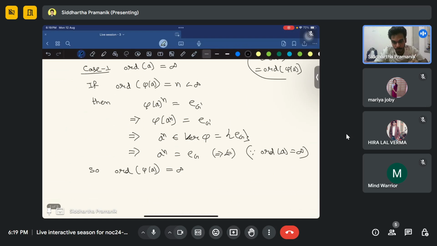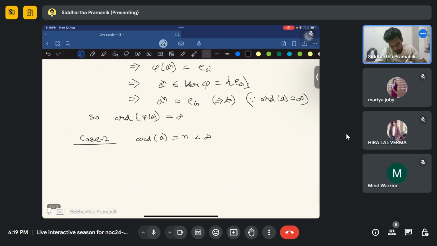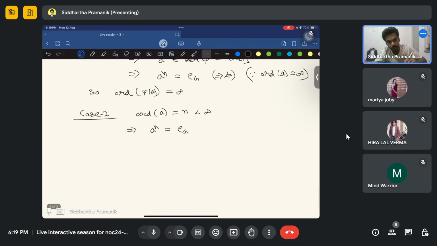I hope it is okay. Now case 2, in which the order of A is finite, let's say it is n. So this implies A power n is equal to the identity of G. Now let's apply phi on both sides. So phi of A power n is equal to phi of identity, and this is the same as phi of A power n, and this is the identity of G prime.